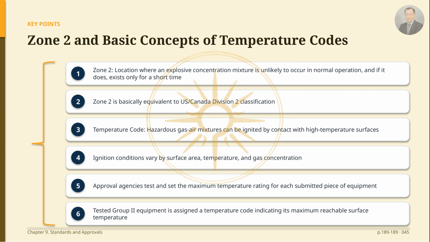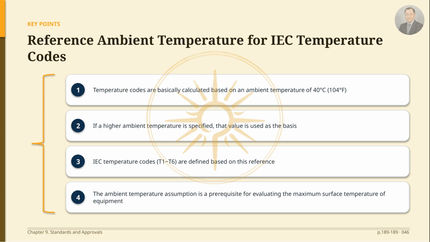Moving on to temperature codes, a mixture of hazardous gases and air can be ignited simply by coming into contact with a hot surface. The conditions under which a hot surface ignites a gas depend on the surface area, surface temperature, and the concentration of the gas. Therefore, approval agencies test and establish maximum temperature ratings for each piece of equipment submitted for approval. Group 2 equipment that has undergone this testing is assigned a temperature code that indicates the maximum surface temperature attained by the equipment. Here, I'll introduce the reference ambient temperature used when determining IEC temperature codes.